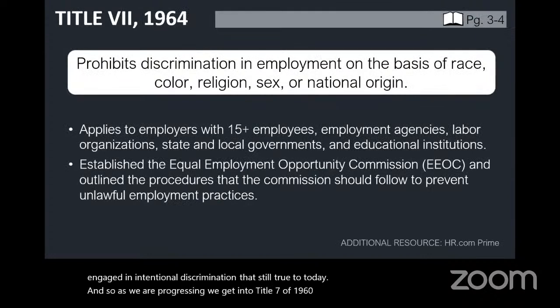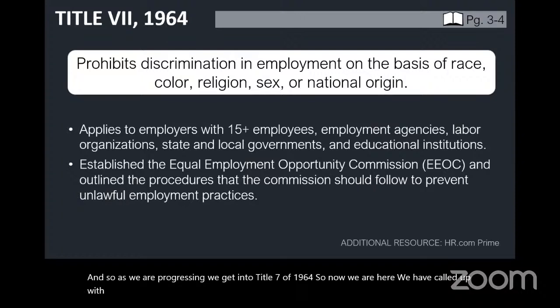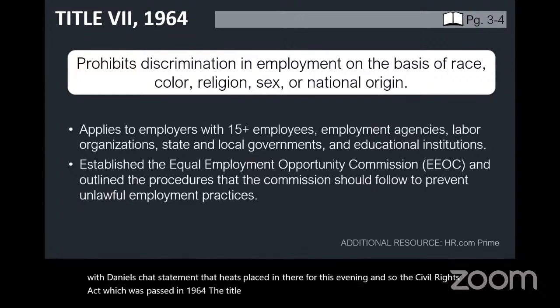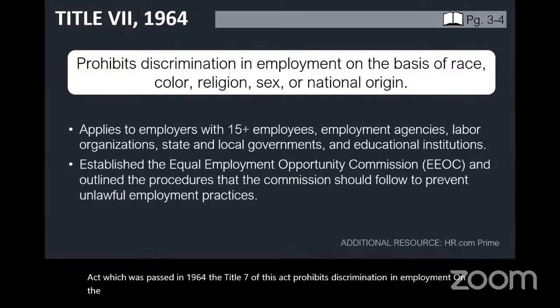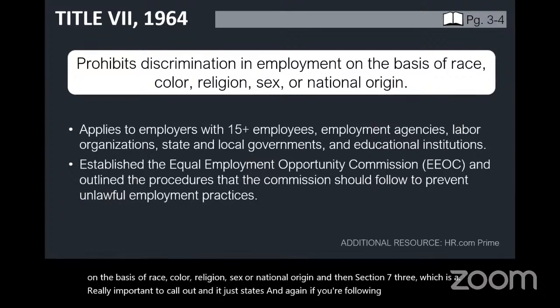So now we are here, and we have Daniel's chat statement that he's placed in there for this evening. The Civil Rights Act, which was passed in 1964, Title VII of this act prohibits discrimination in employment on the basis of race, color, religion, sex, or national origin. Then section 703, which is really important to call out, and if you're following along in your book, I'm on page 4.